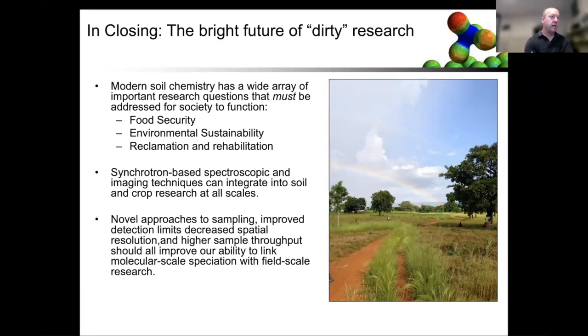And similarly, they're very well suited to synchrotron techniques. Particularly as the synchrotron continues to improve its detection limits, its ability to measure samples not super pure and in a super strong vacuum, its smaller spot sizes, and its higher sample throughputs. I mean, these are all the things that everybody at the beamline is always working on. The more that improves, the better it links the molecular scale research, like I've been talking about today, to field scale processes that we care about.